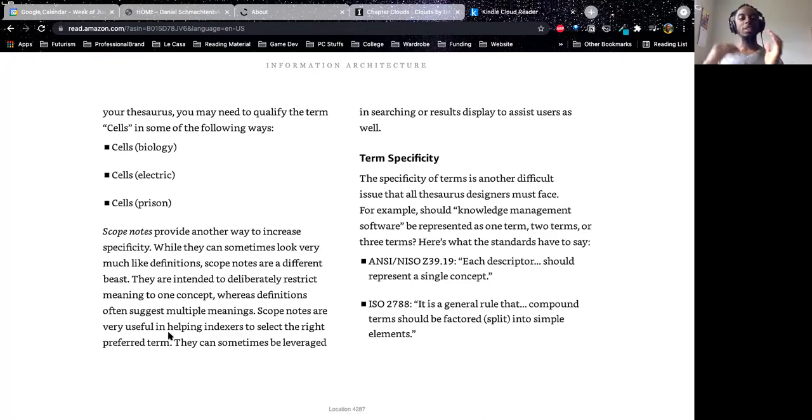You have these synonyms and homophones, and you need to figure out what people are looking for. Scope notes provide another way to increase specificity.